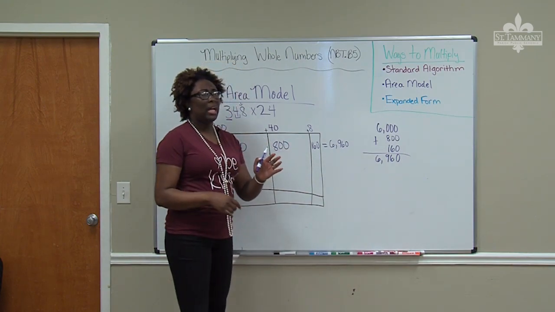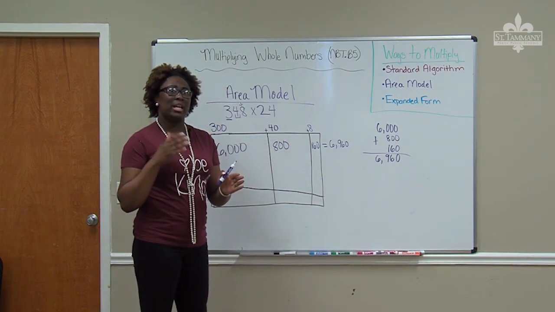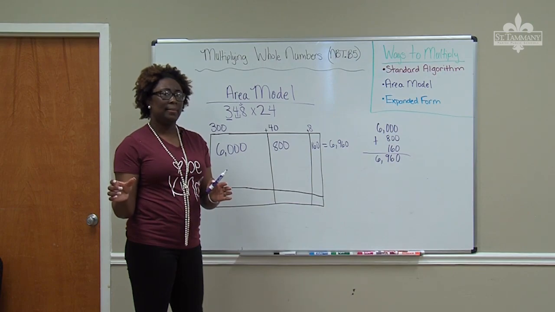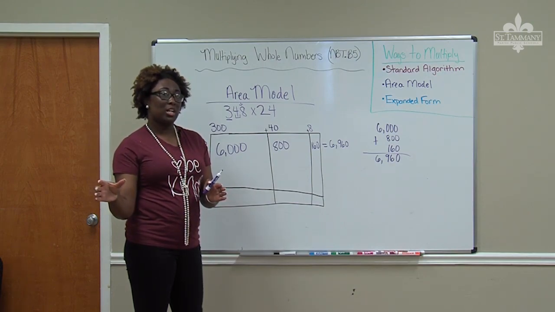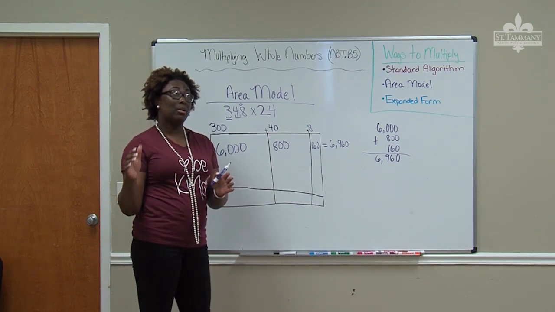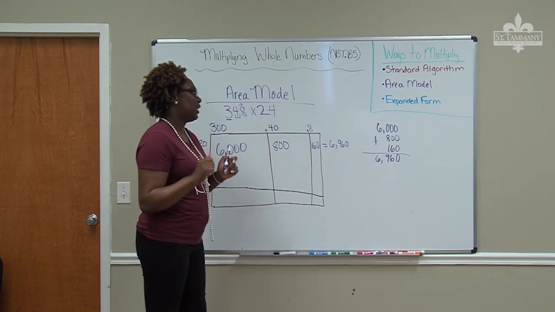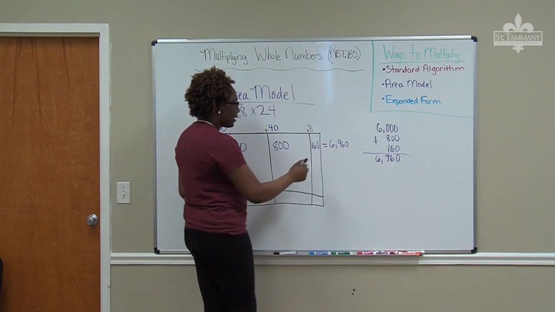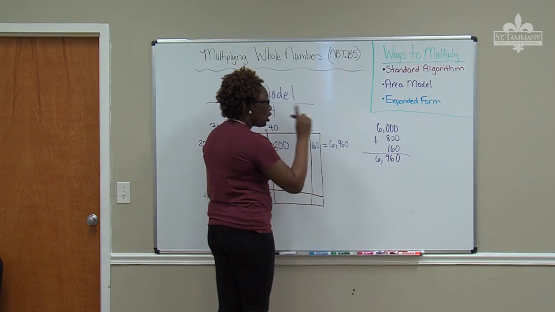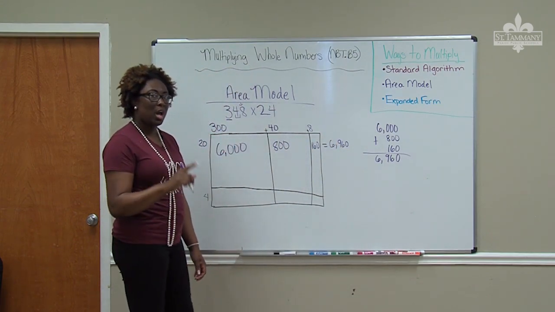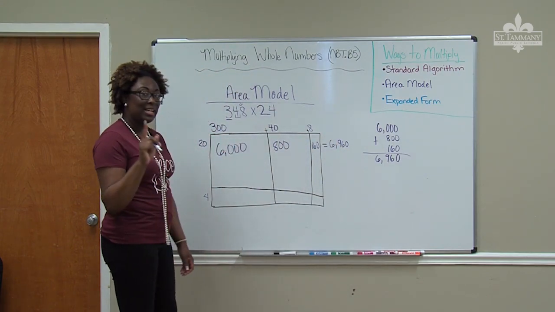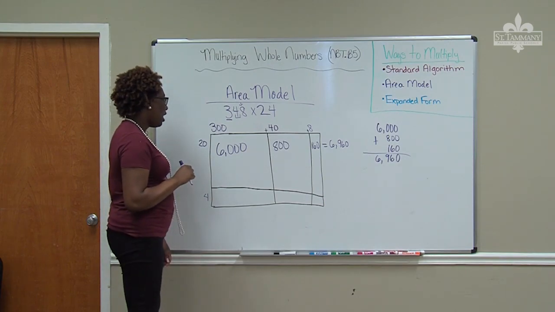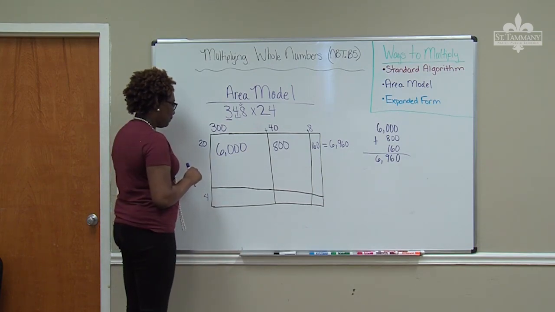If you remember from our last video when we were talking about the standard algorithm, when we multiply whole numbers, we have a factor times a factor that gives us an overall product. But before we can get to that overall product, we have to get to our partial products. 6,960 represents one of our partial products. Now let's move on to the second part of our equation.